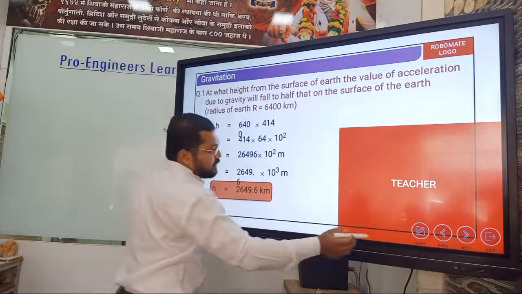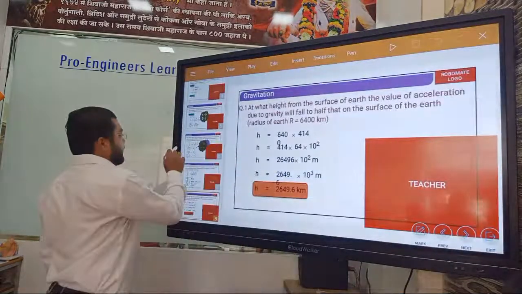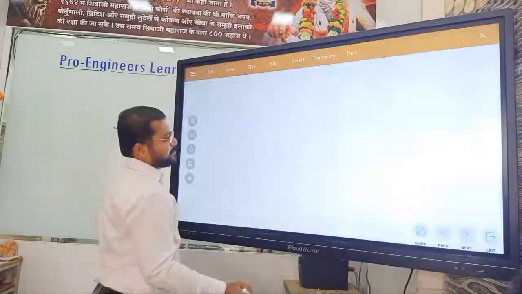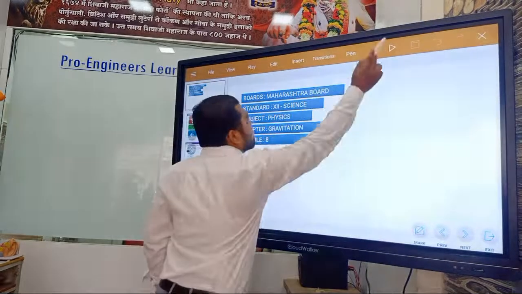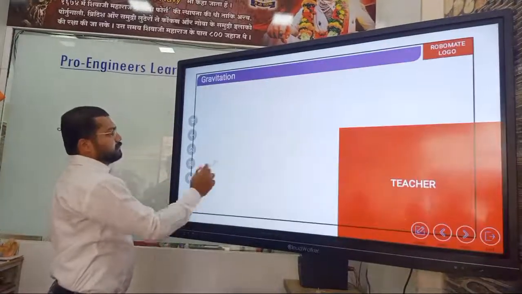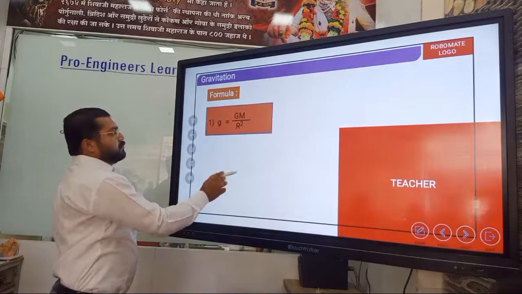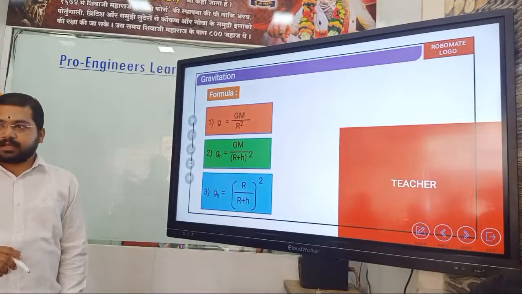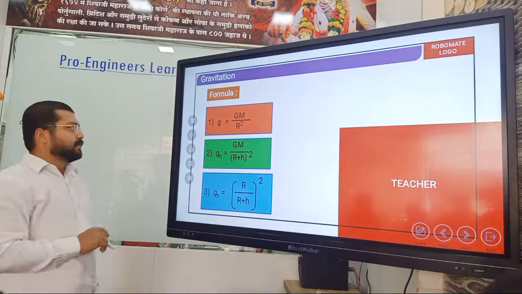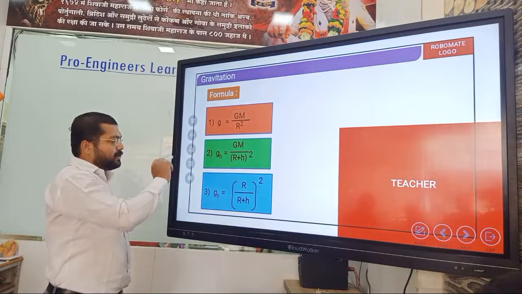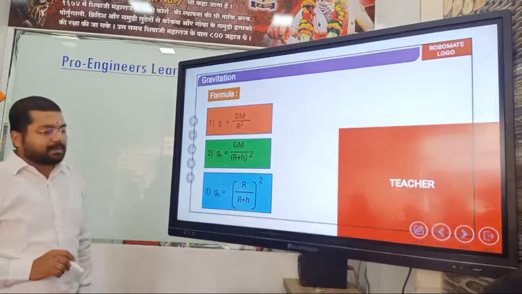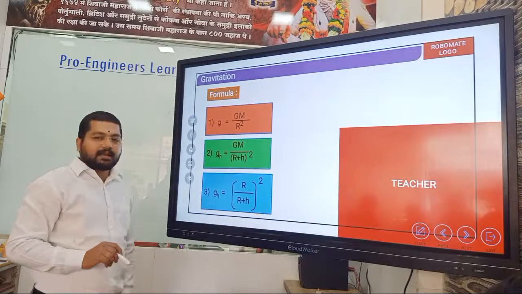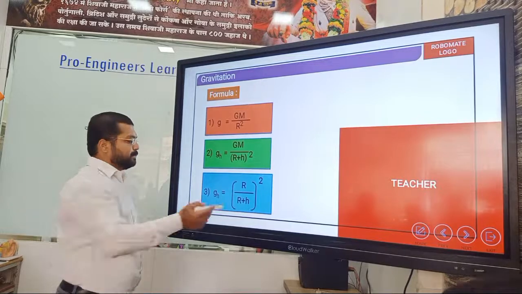So this was about model number 7, we'll go for model number 8. These are the formulas which are required. In the previous model also we have shown these formulas. First formula is small g equals GM upon R square, second is gh equals GM upon R plus h the whole square, and third is gh is equal to R upon R plus h the whole square into g.